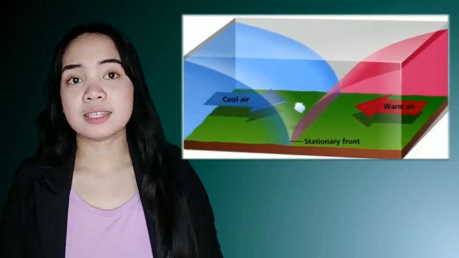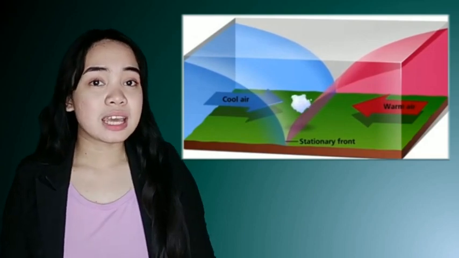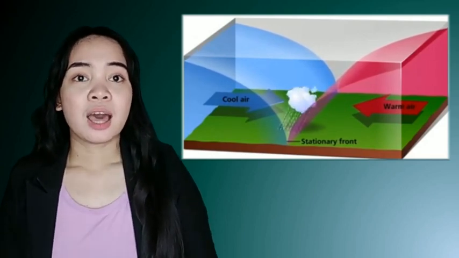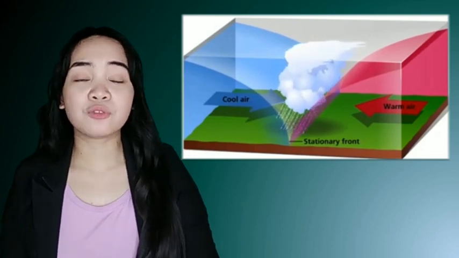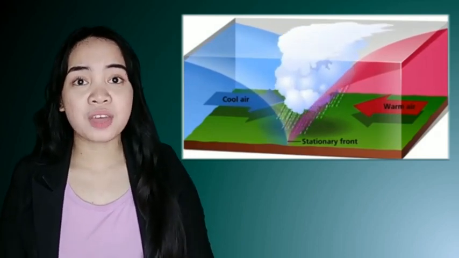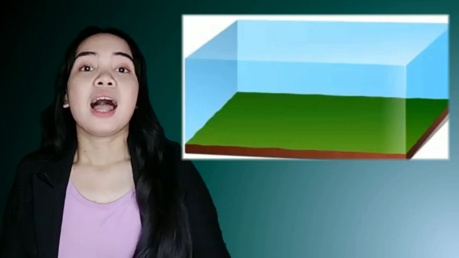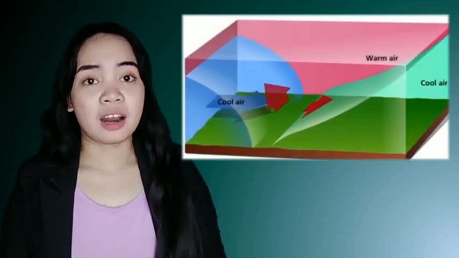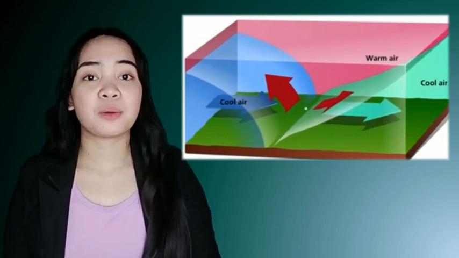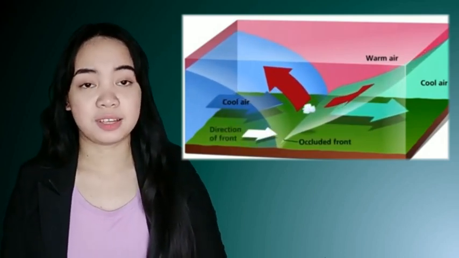If the wind direction changes, the front will begin moving once more, becoming either a cold front or a warm front, or otherwise the front may break. Lastly, the occluded front. Sometimes, a cold front follows directly behind a warm front.